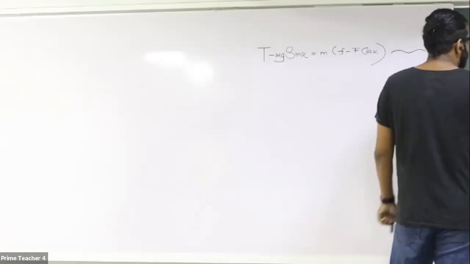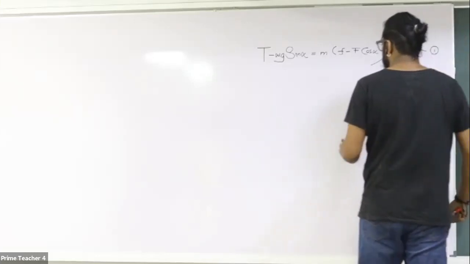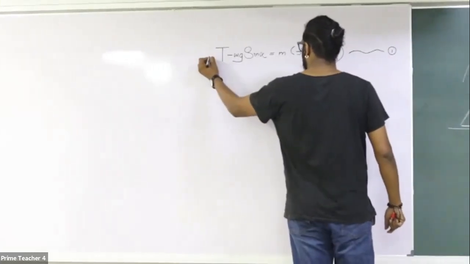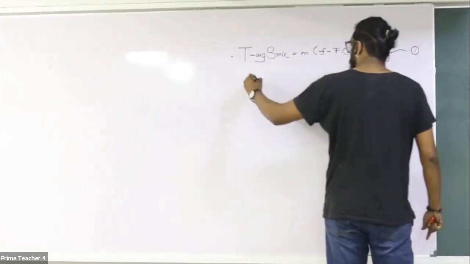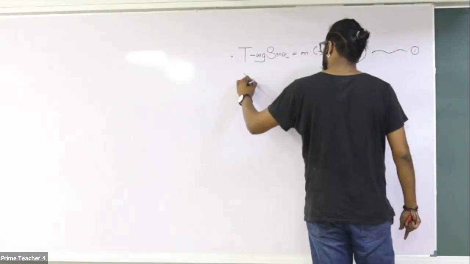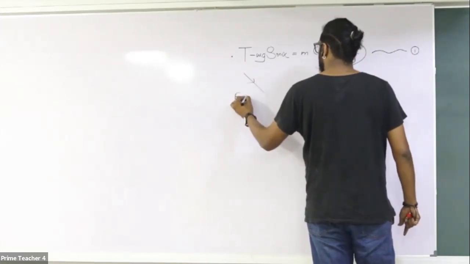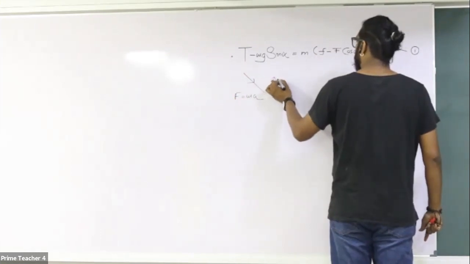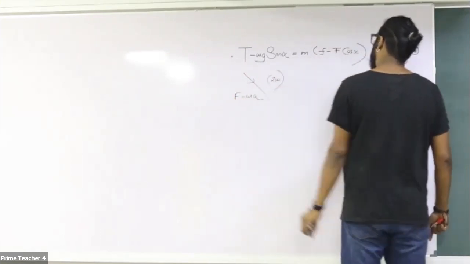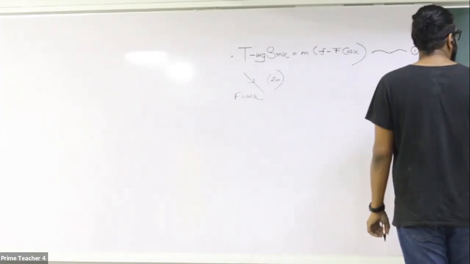So let's look at this guy, 2m. This is just the equation of 1. There's no connection with what we are doing now. So I'm going to apply F equals ma to the particle 2m. Right? The particle 2m.